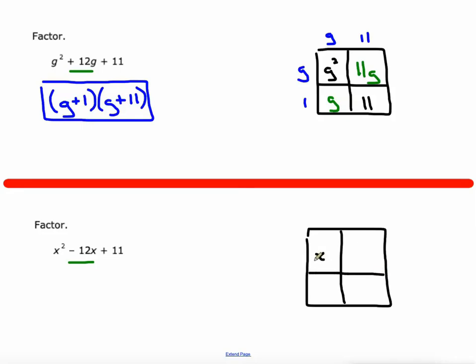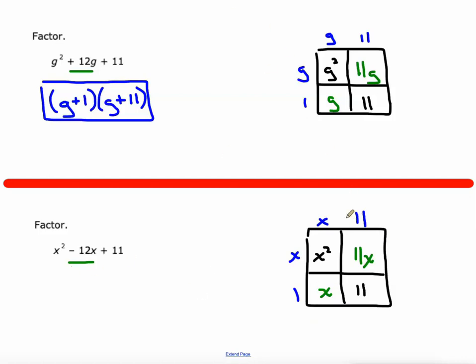So we know this is x squared, which means its dimensions are x by x. And we know this is 11, and we would think then that our dimensions are 11 and 1, because 11 times 1 is 11. However, if we use that, we end up with x times 11 is 11x, and x times 1 is 1x, but those don't add up to negative 12x.